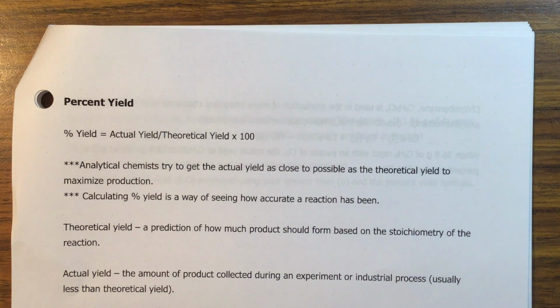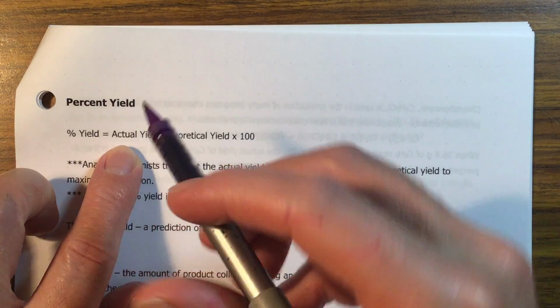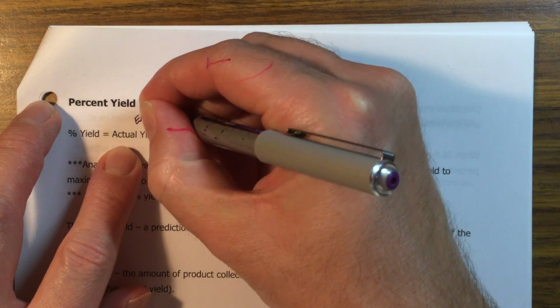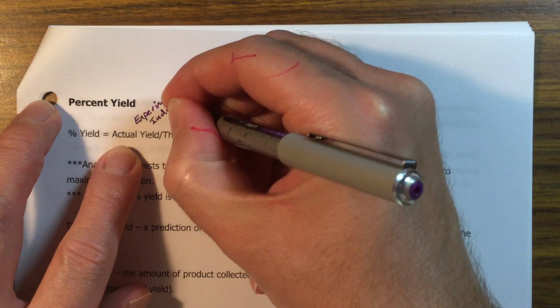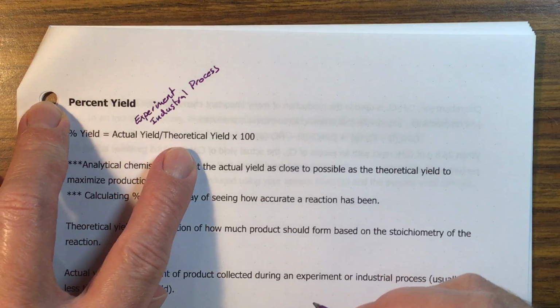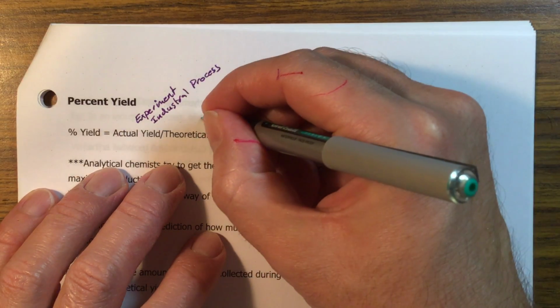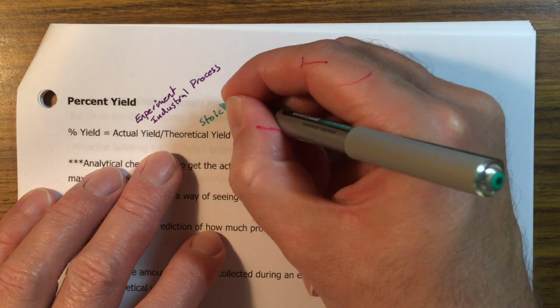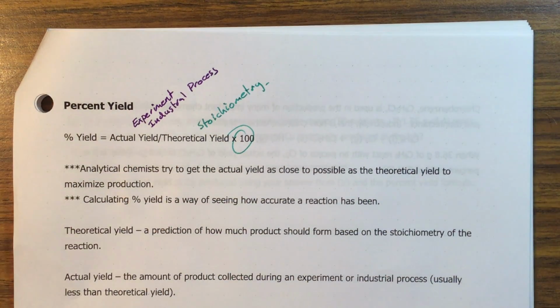Let's take a look at percent yield and what it means. Percent yield is when you take your actual yield found during an experiment or industrial process, and you divide it by your theoretical yield, which you find using stoichiometry. You can times it by 100 to make it your standard percentage form.